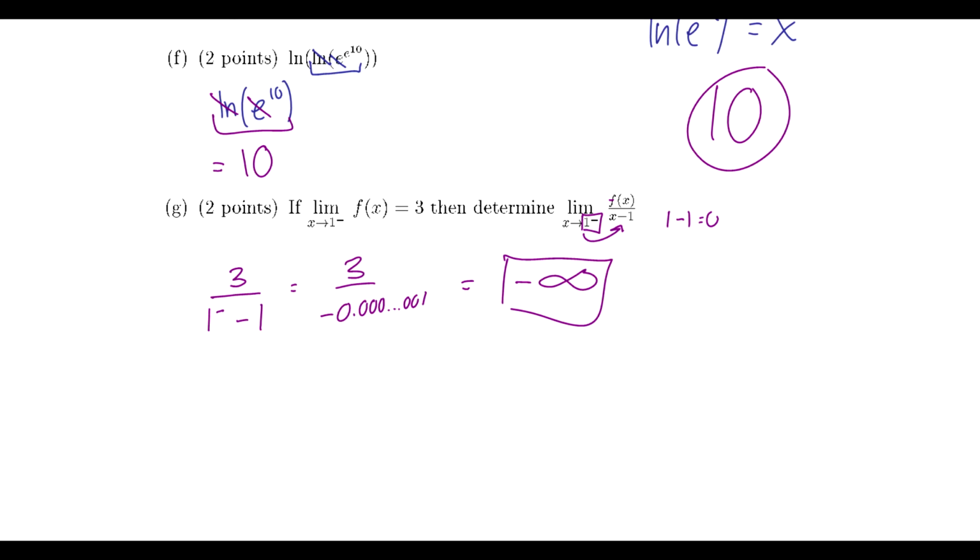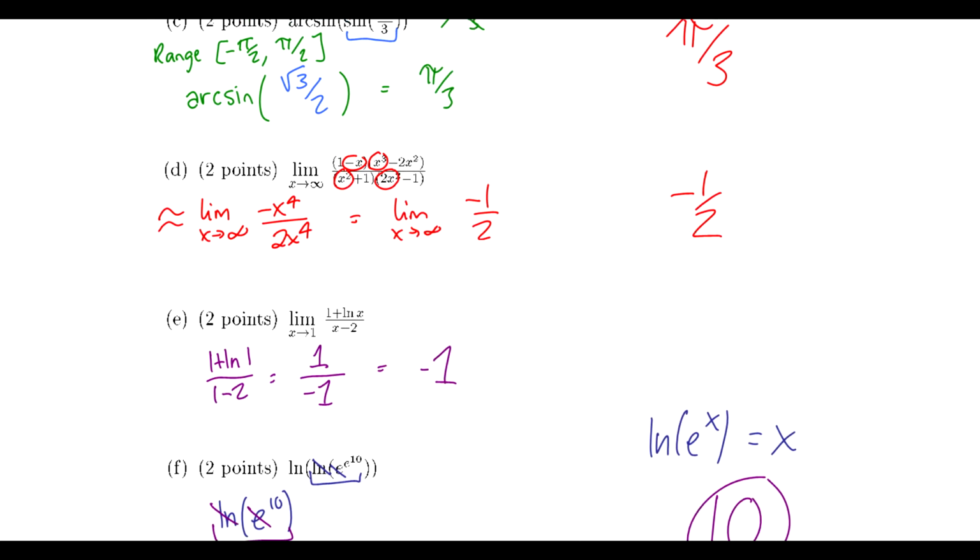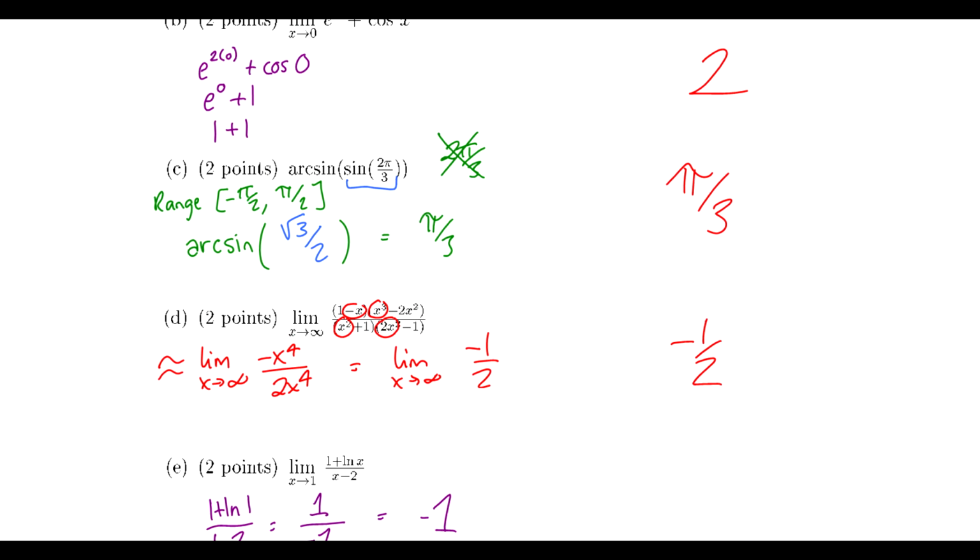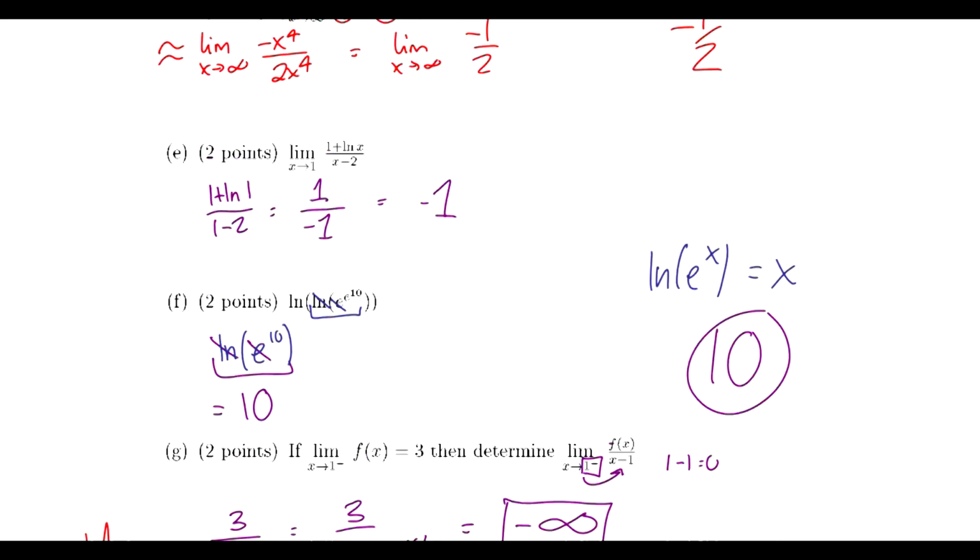And that was question 1, and that was out of 14 points. Hopefully you could score 14 on this, because I do feel these questions are pretty straightforward. The only one that you might have had troubles with if you haven't done a Calc with Pre-Calc course is this arc sine question. But hopefully you got that and remembered what was going on there.